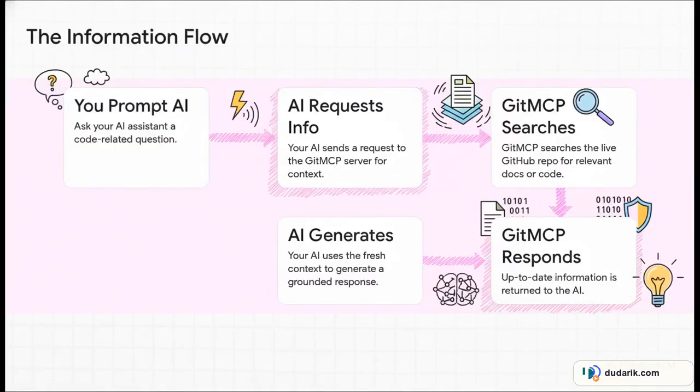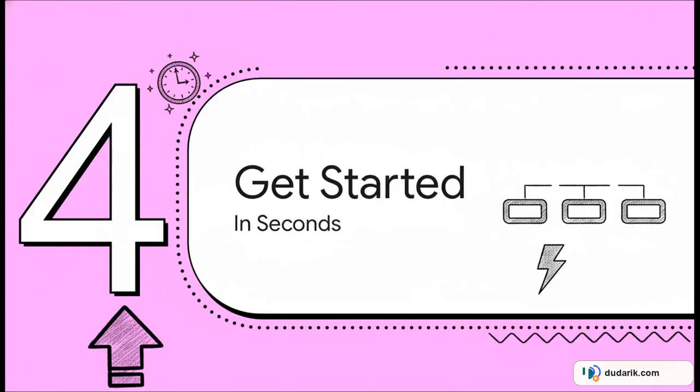So here's the play-by-play. You ask your AI a question. The AI knows it needs up-to-date context, so it uses MCP to ping the GitMCP server. GitMCP then does a smart search on the live GitHub repo for anything relevant, docs, code examples, you name it. It packages that fresh info up, sends it back to the AI, which then uses that context to give you a correct, accurate answer.